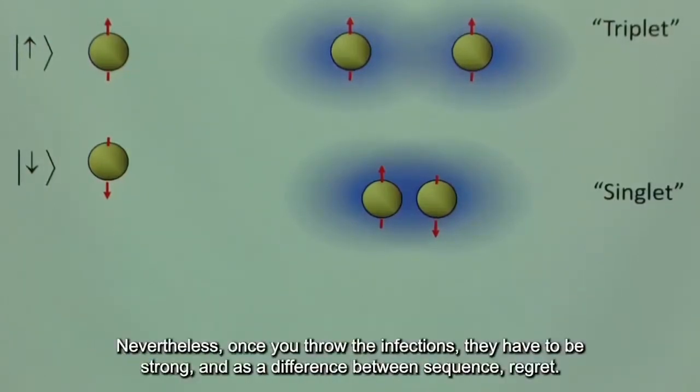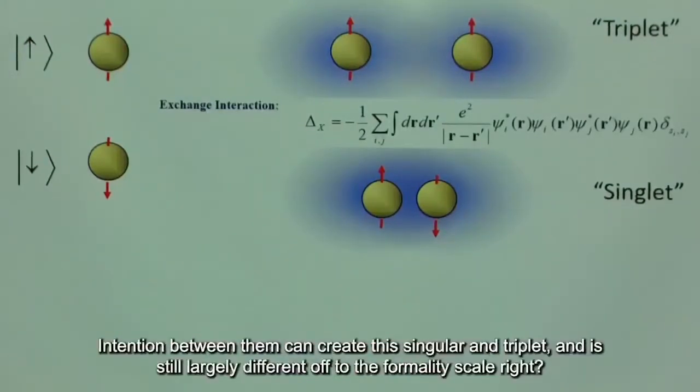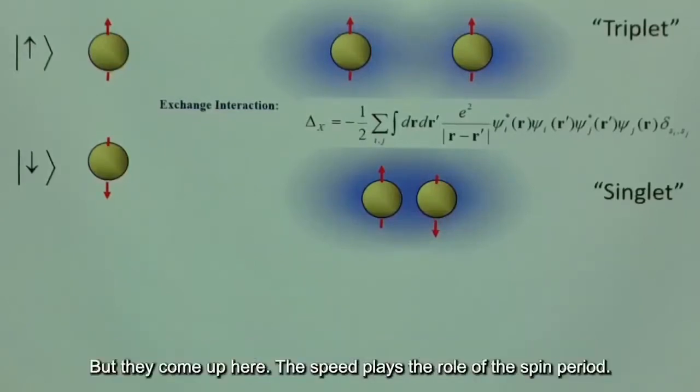Nevertheless, once you throw in the interactions, there can be a strong energy difference between singlet and triplet if you consider exchange interactions. Basically, the exchange interaction, mediating this Coulomb interaction between them, can create a singlet and triplet energy difference that is large, up to the Coulomb energy scale, right? So this quickly becomes a relatively important energy scale just by considering this symmetry.